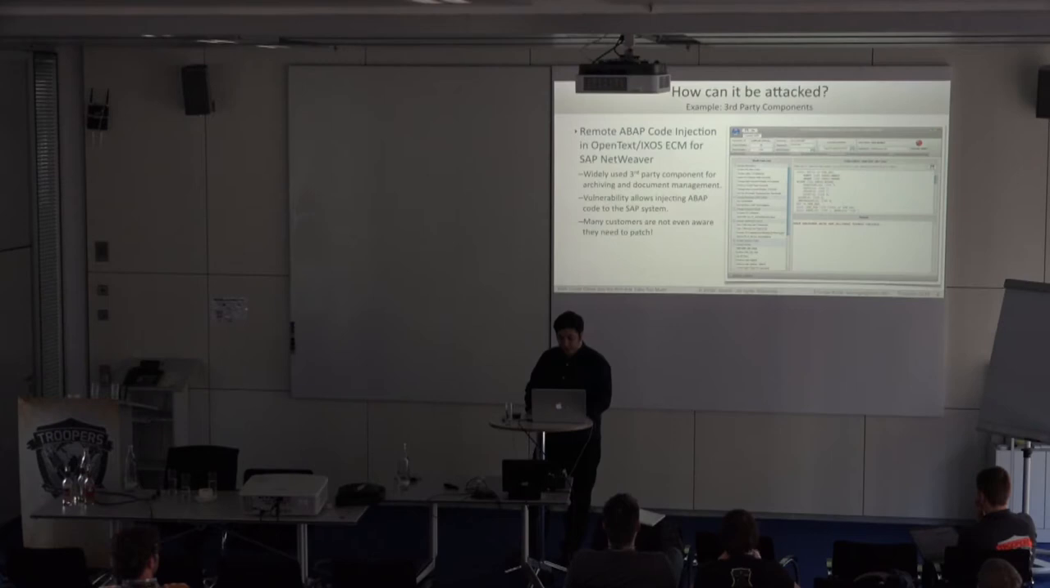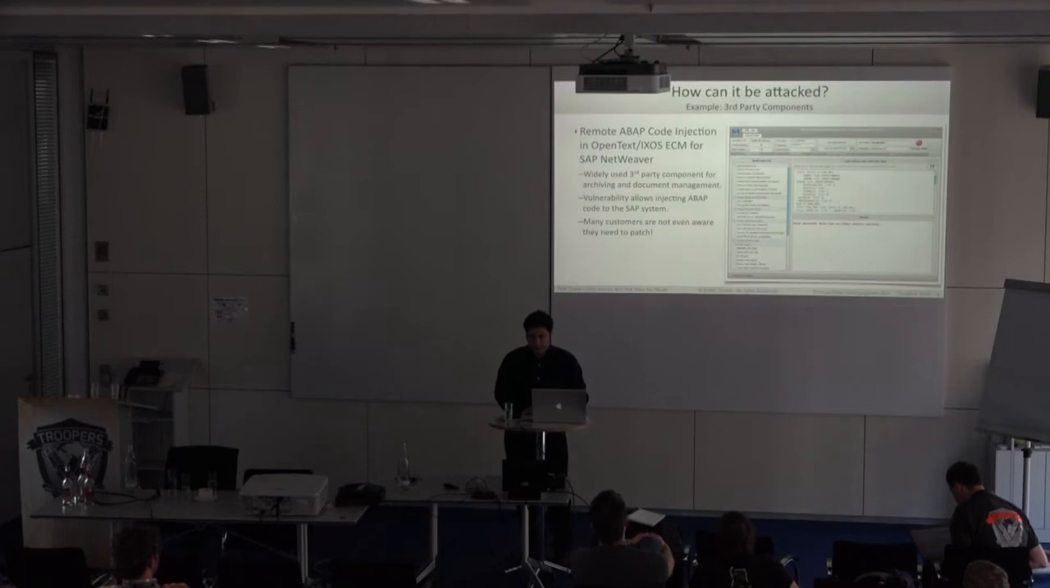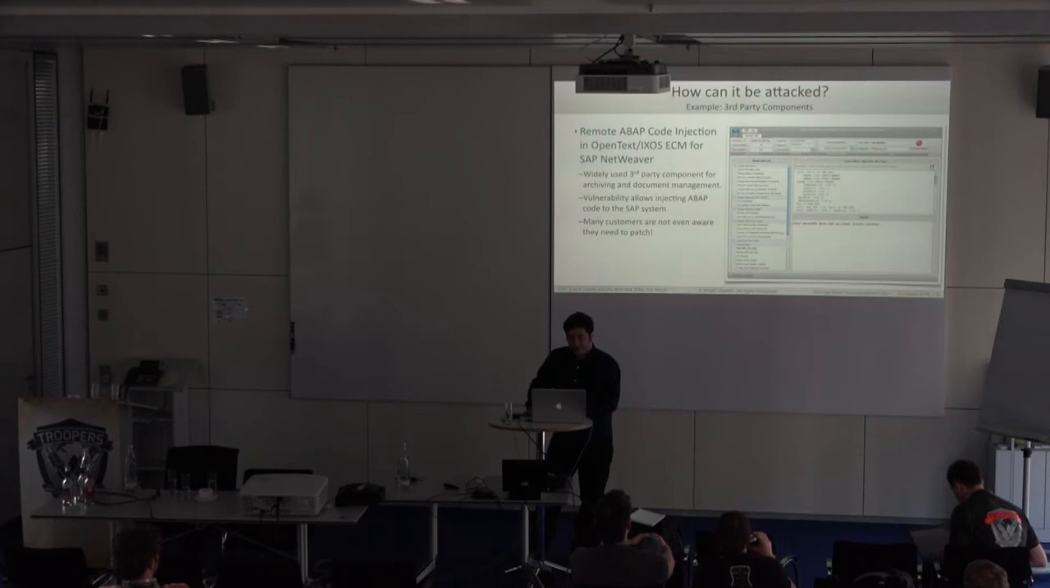So how can the SAP systems be attacked using the third-party components? One example we find almost on all ERP systems is the Ixus components. This is a widely used document management system from OpenText Ixus. And we have discovered an ABAP code injection vulnerability, which is actually using an RFC function without any special authorization checks. So it means if somebody is able to access this function on the core ERP system in the production landscape, they can pretty much do everything.